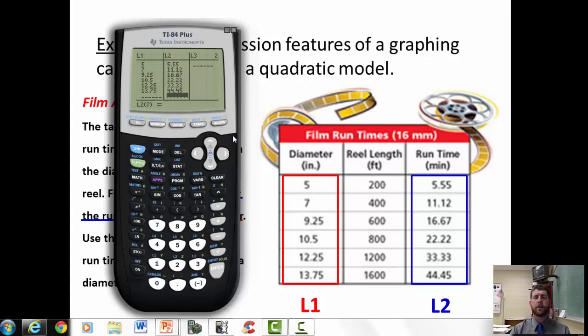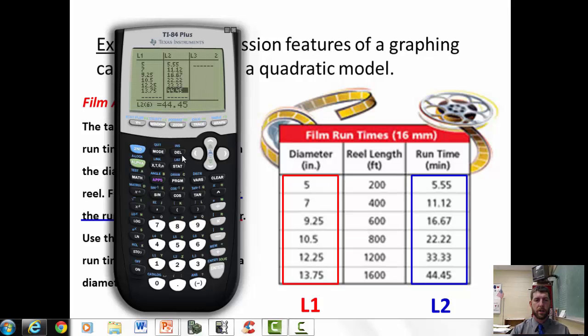Just double check. Anytime you're keying stuff into the calculator, double check, make sure you didn't miss a button or double up a button somewhere. So x's: 5, 7, 9 1/4, 10 1/2, 12 1/4, 13 3/4. L2: 5.55, 11.12, 16.67, 22.22, 33.33, 44.45. So we've keyed it in correct.